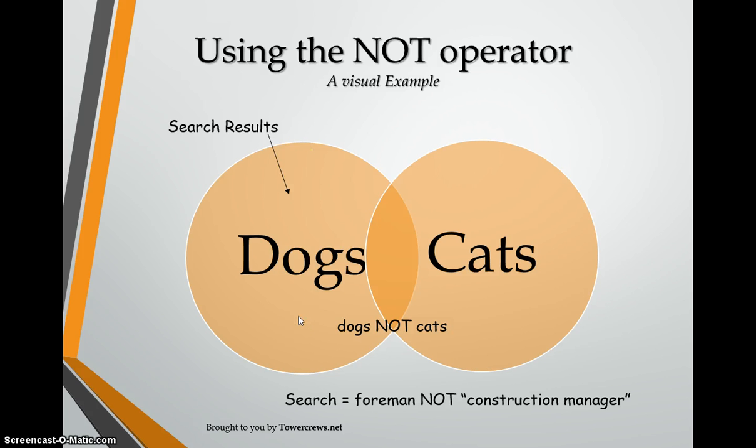An example of a good time to use NOT would be if you are searching for a foreman. Oftentimes, foremen are promoted later in their careers to construction managers or project managers. Since it is not likely that that individual will take a step backwards in his or her career, we tell the search engine to exclude results that contain the keywords construction manager or project manager. Our search string may look something like this.